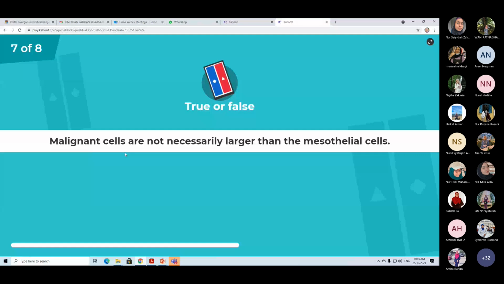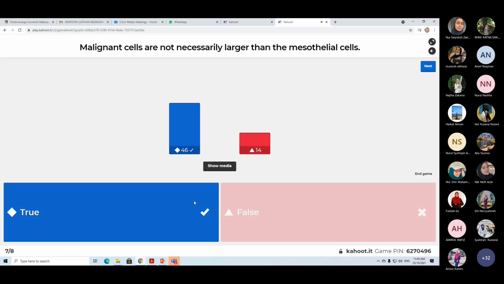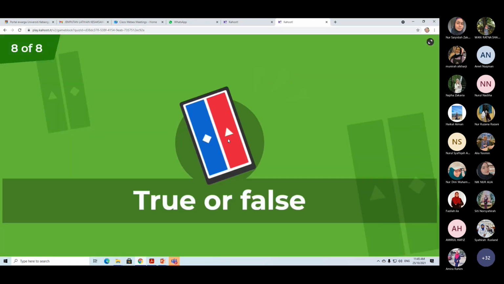Malignant cells are not necessarily larger than mesothelial cells. I also mentioned this just now. They can be the same size or not. Yes, true. So malignant cells are not necessarily larger than mesothelial cells. Okay, last question.